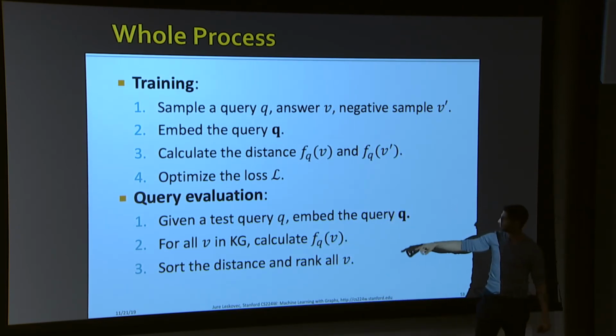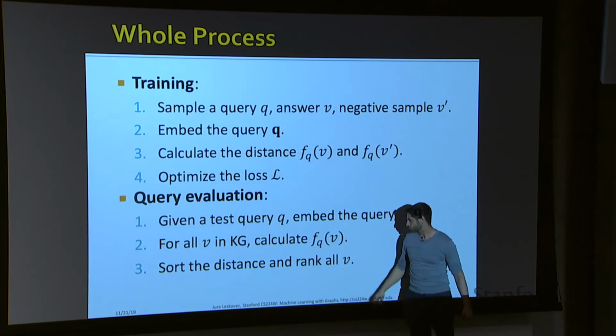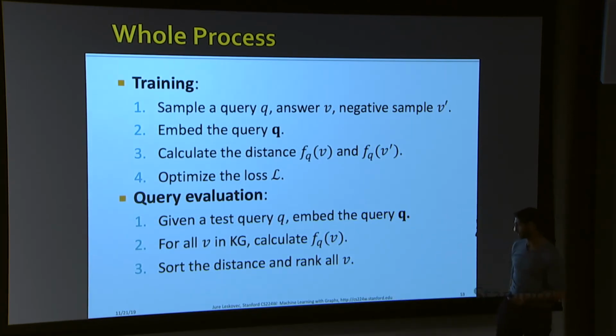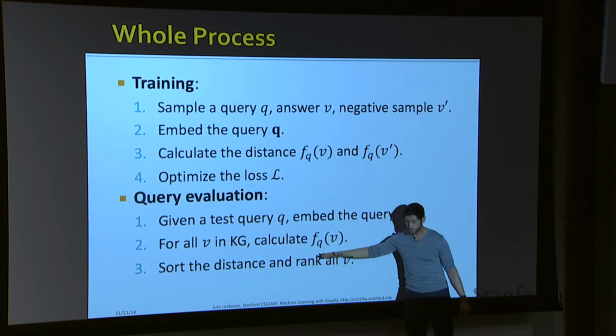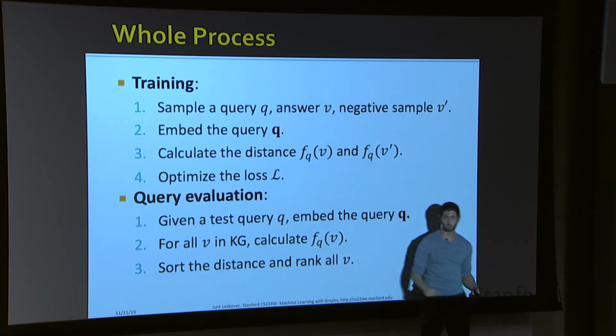For every node in our knowledge graph, we compute the distance between our V and the query, and then we sort by distance and rank all the nodes to find the answer. So we decide we want to return 10 answers in total, we sort them by distance, take the top 10 out of that sorted list, and that's our answer.